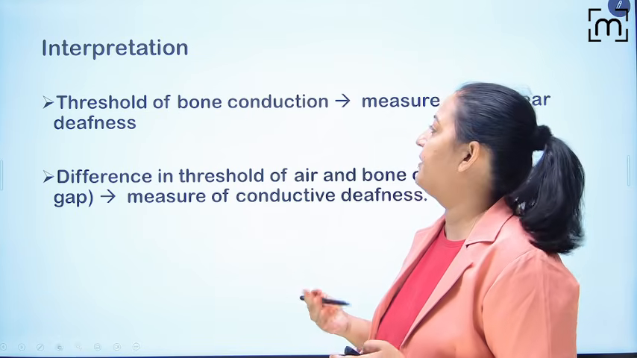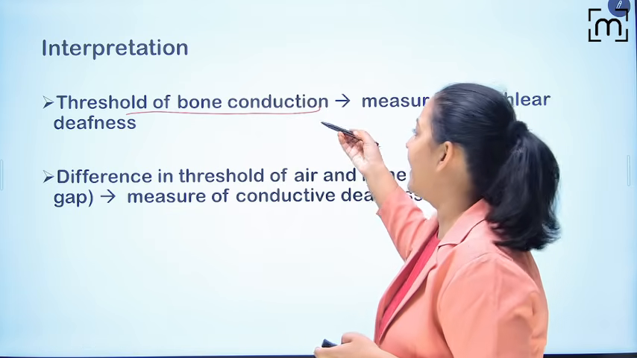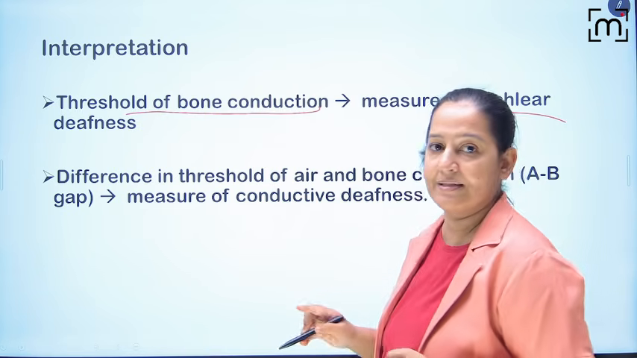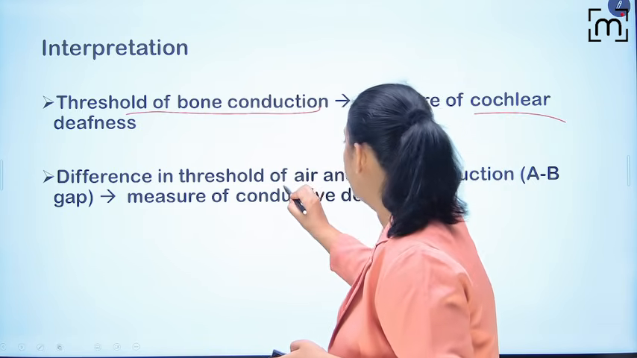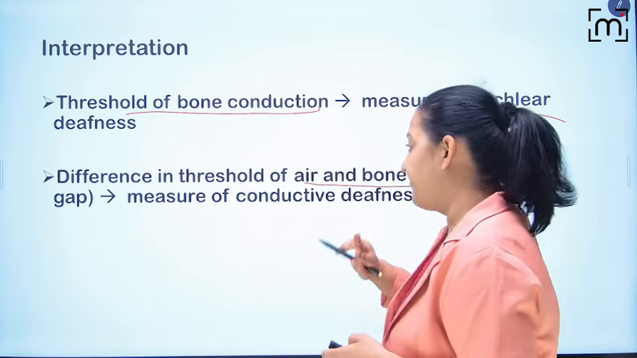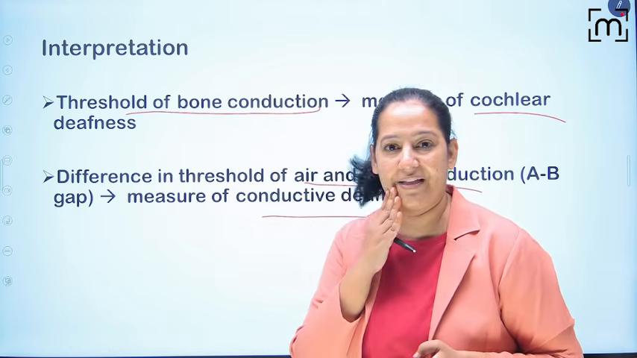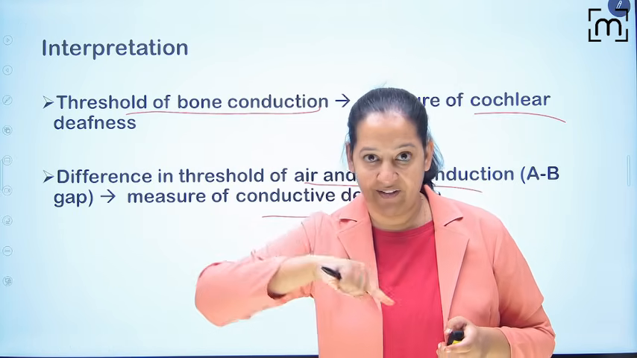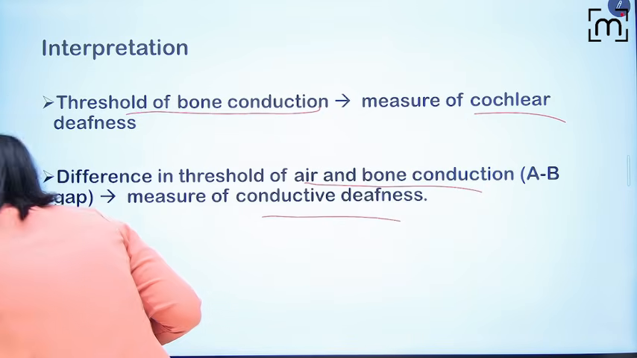Now, how to interpret it? We take the threshold for BC, and that is the cochlear deafness. Then we take the difference between AC and BC, and the difference between AC and BC is the measure of the conductive component. I forgot to put that diagram, the basic two-line diagram. I cannot go back to that slide again.